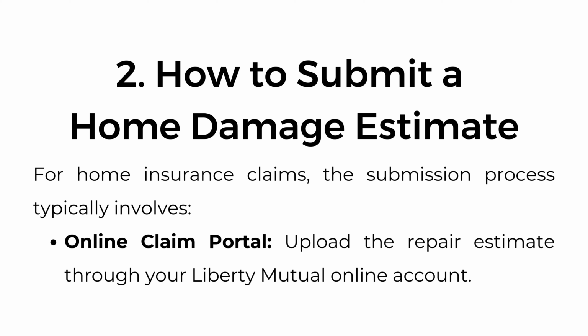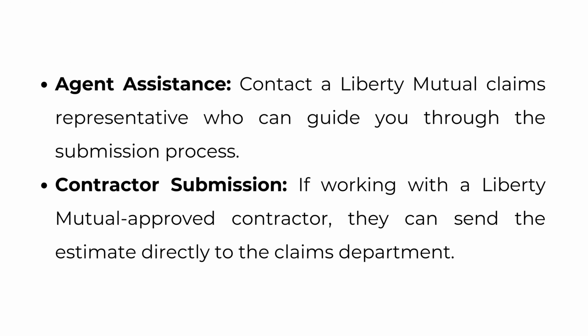For home insurance claims, the submission process typically involves the online claim portal: upload the repair estimate through your Liberty Mutual online account. Agent assistance: contact a Liberty Mutual claims representative who can guide you through the submission process. Contractor submission: if working with a Liberty Mutual approved contractor, they can send the estimate directly to the claims department.